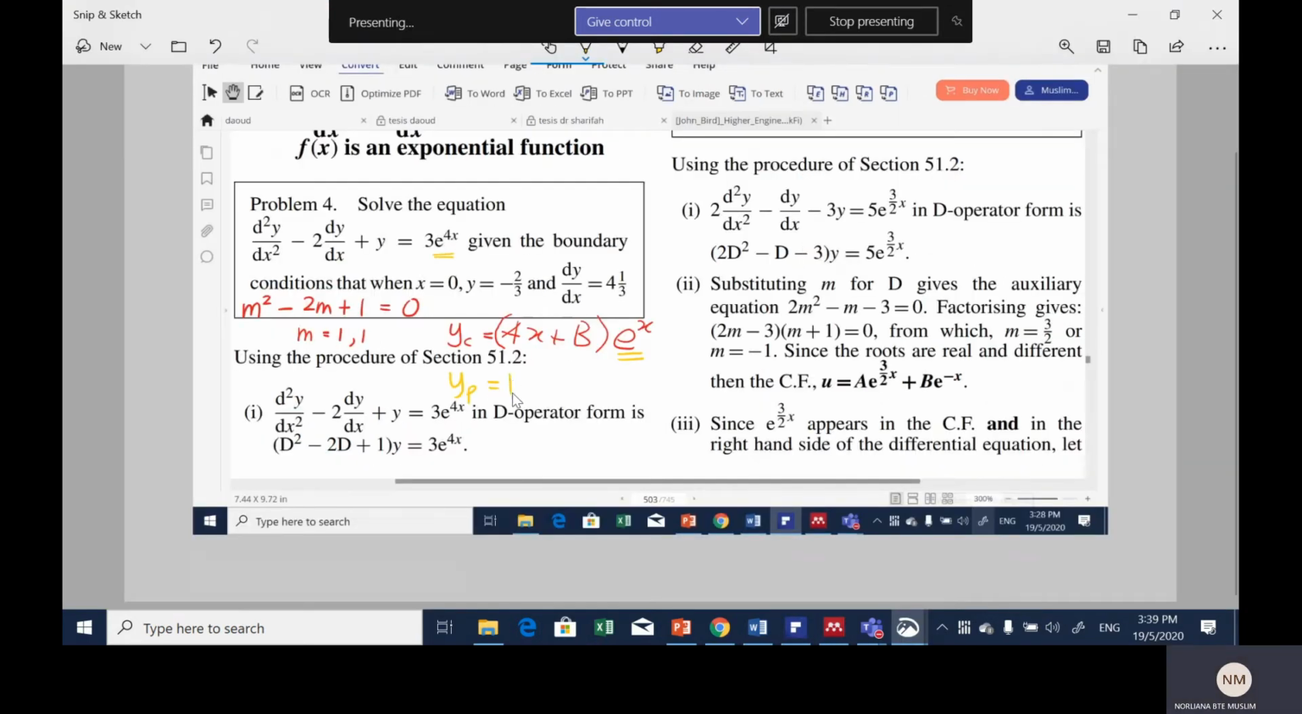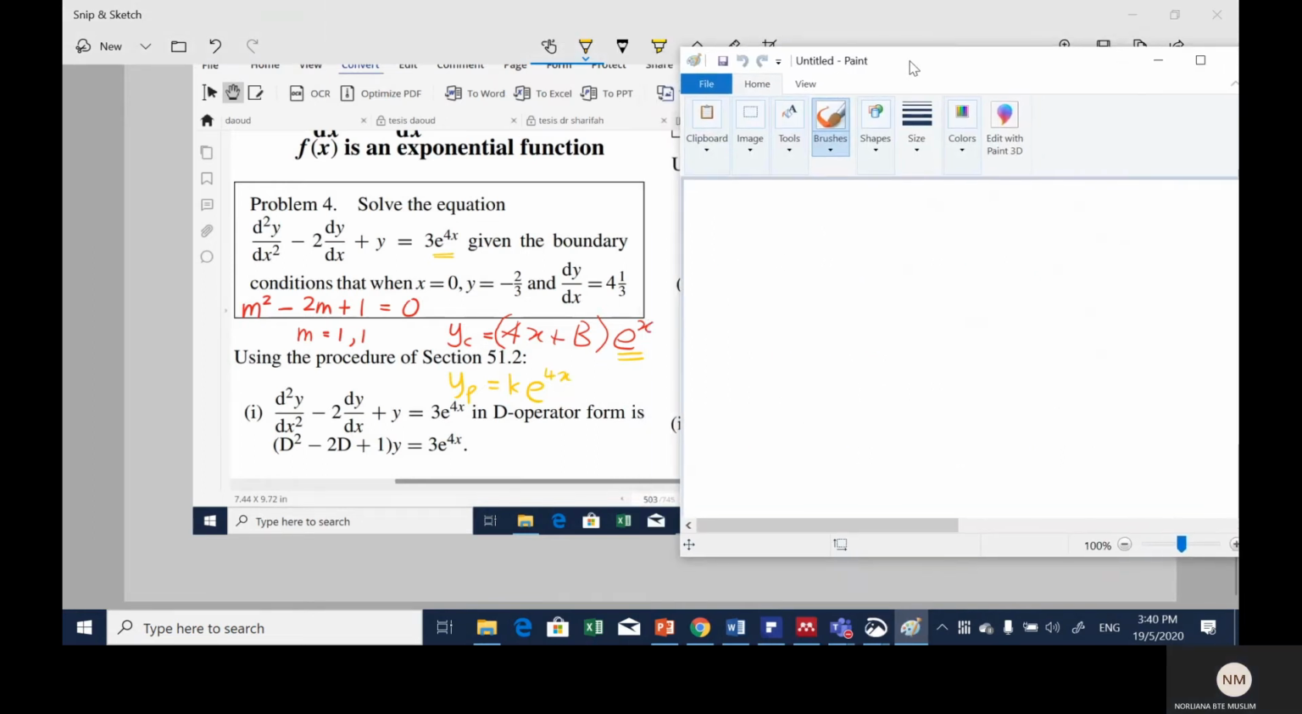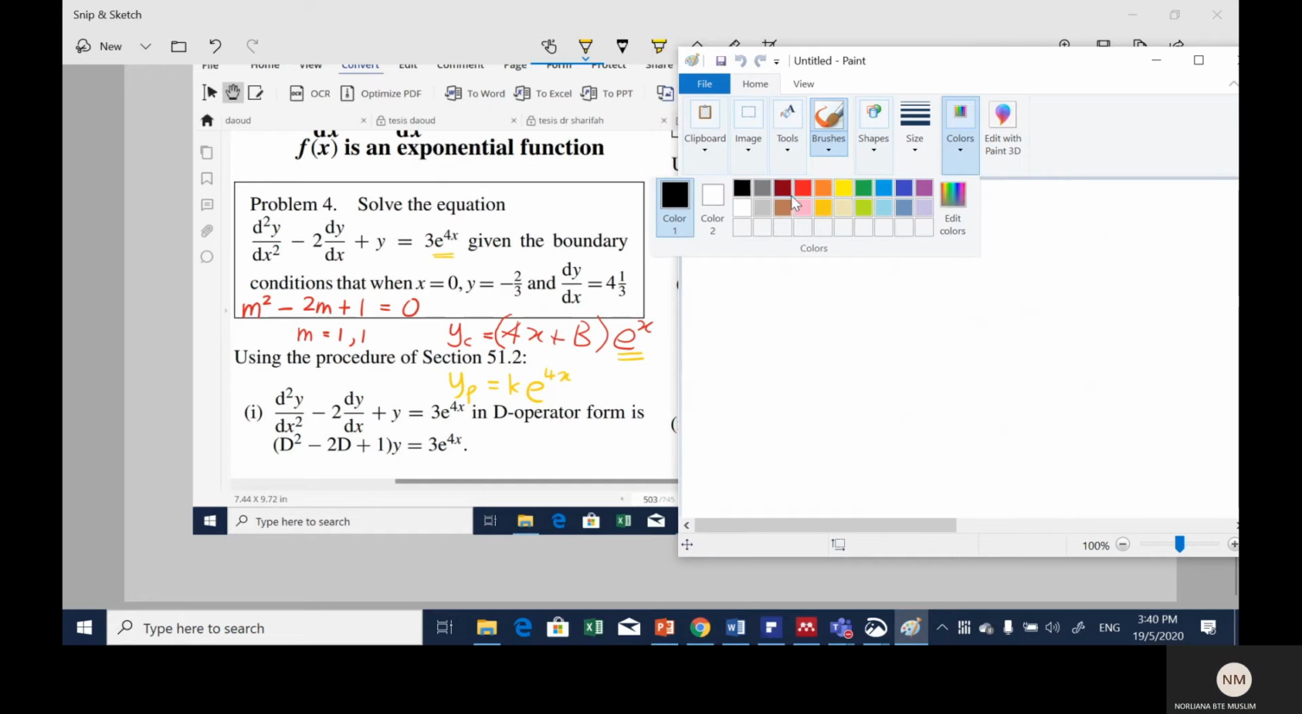So our YP will be KEAX. A will depend on the right hand side, so our case will be E4X. Okay, so to continue, I'm going to write down here YP as KE4X.